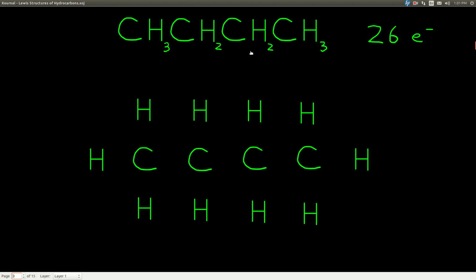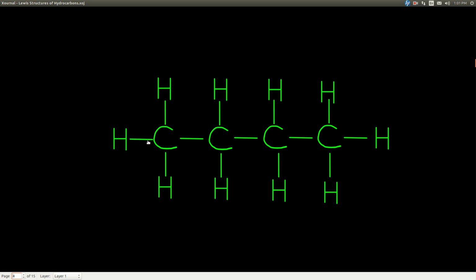And so we want to draw the Lewis structure. We count up the valence electrons. There's 4 carbons times 4 valence electrons each is 16, plus there's 10 hydrogens each with 1 valence electron, and so 26 valence electrons. Next, we want to connect the atoms. So when we do that, we connect the outer atoms to the middle ones and the middle ones to each other. We use 2, 4, 6, 8, 10, 12, 14, 16, 18, 20, 22, 24, 26 electrons. We've used up all of our electrons.